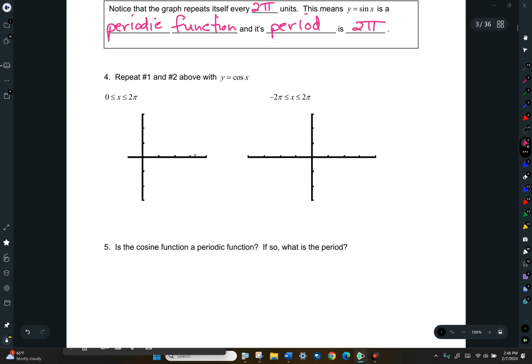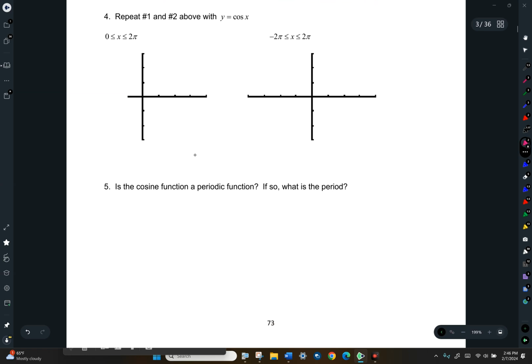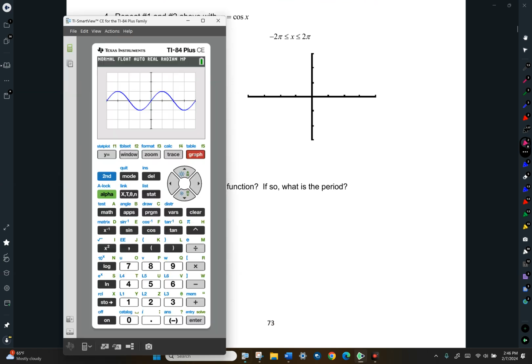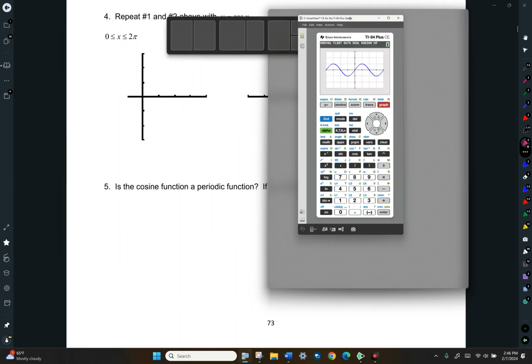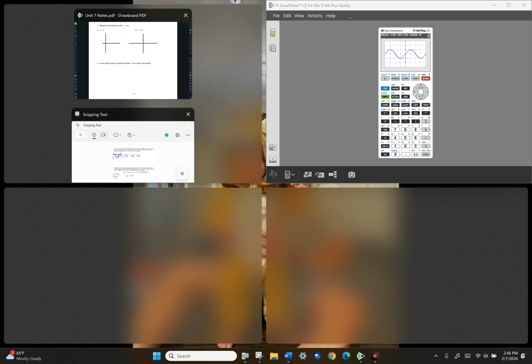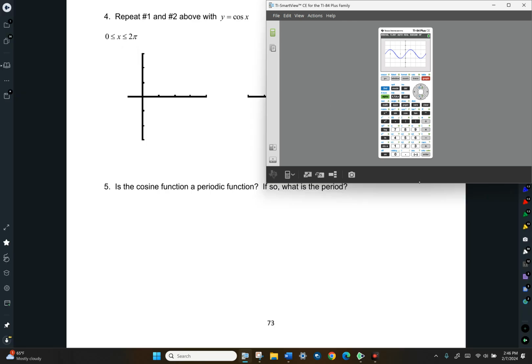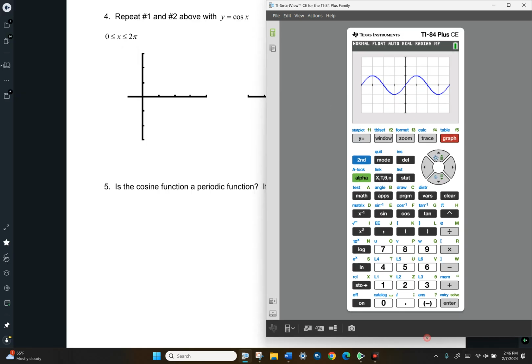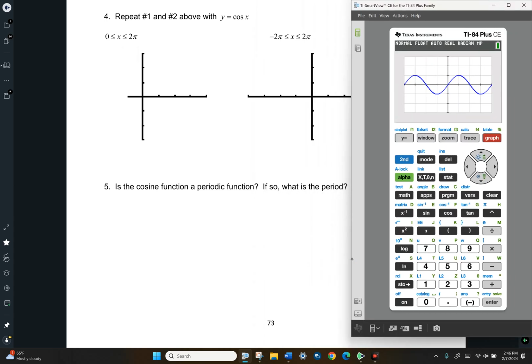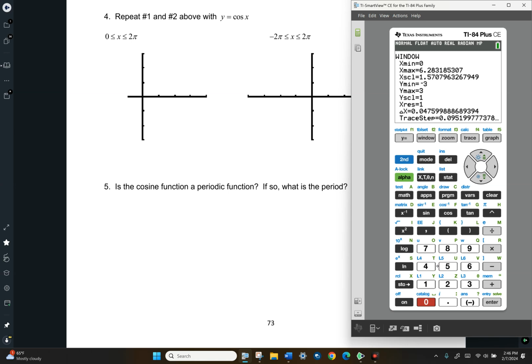So let's do the same thing with cosine. In the first graph, I'm going to graph cosine, but I'm only going to look at it from 0 to 2 pi, because I want to start going to 2 pi. So for cosine of x, I'm going to set my window to go from 0 to 2 pi. I still have a scale of pi over 2 and so on.